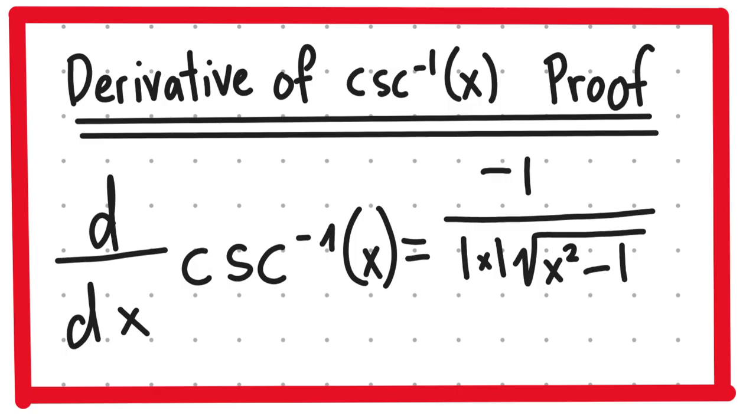In this video, we're going to talk about the derivative of the inverse of cosecant of x. Now, it states that the derivative of the inverse cosecant, which is also the same thing as 1 over the inverse of sine, so the arc sine, is equal to negative 1 over the absolute value of x times the square root of x squared minus 1. So in this video, we're going to try and prove this.